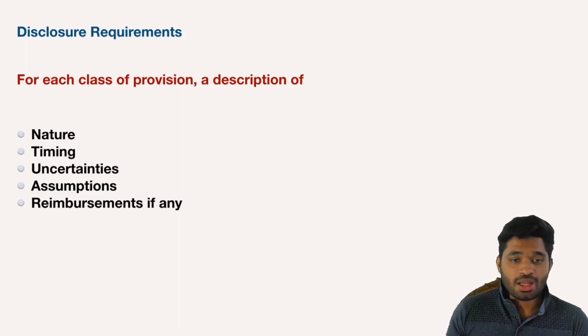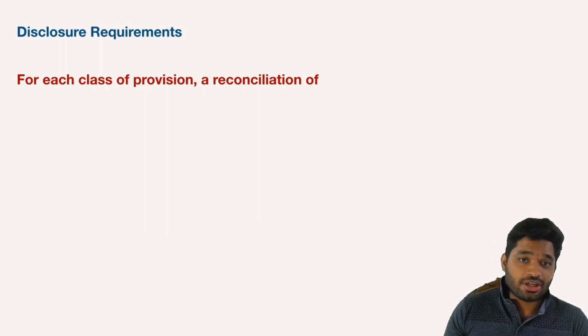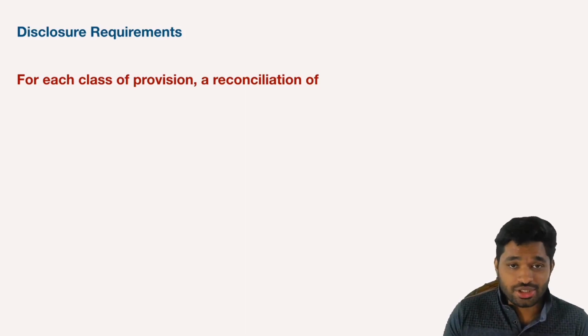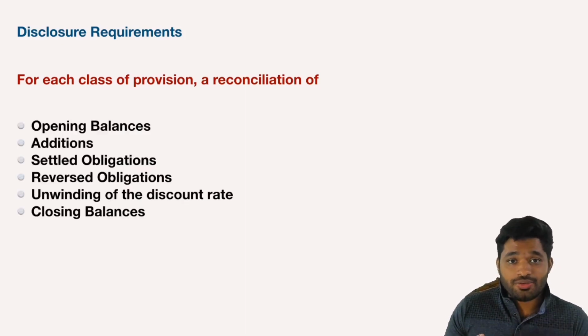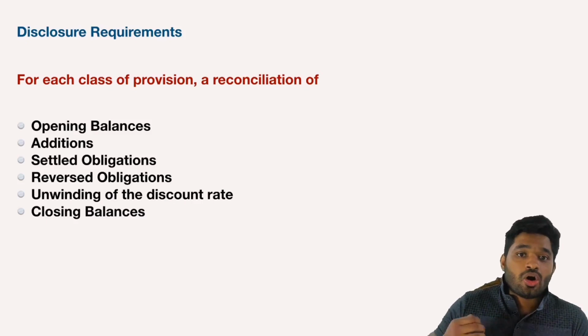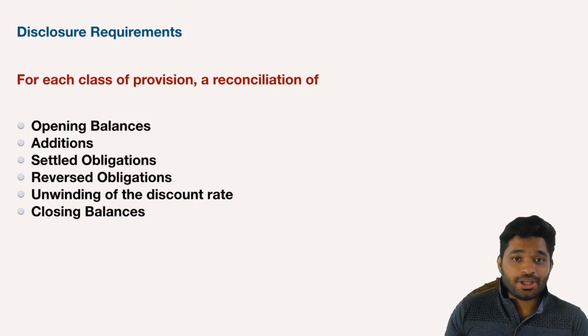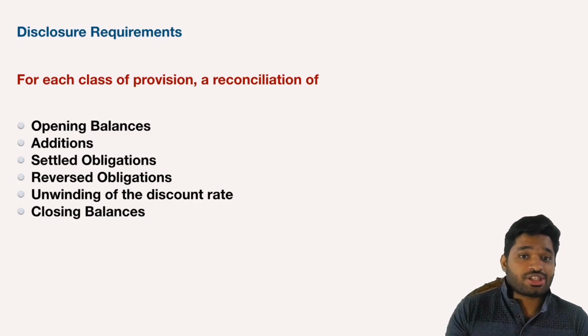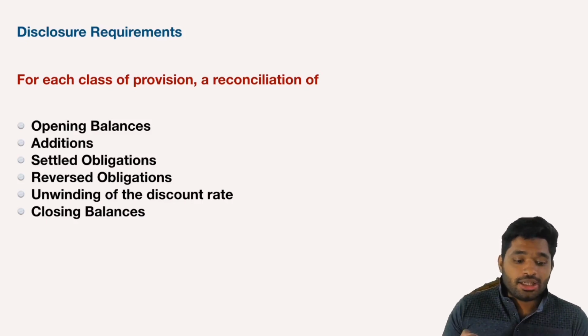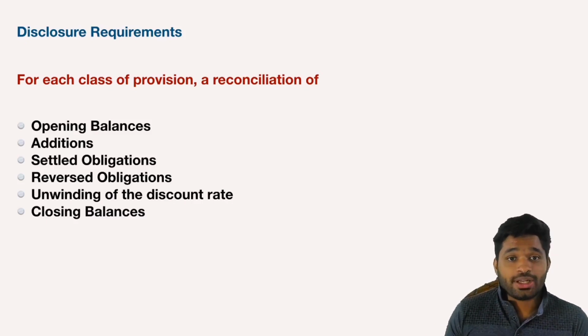And then the second type of disclosures, what you're going to be looking at is, for each class of provisions, there should be a reconciliation of the opening balances of your provisions, the additions during the period, then any obligations that have been settled during that time period, any obligations that you have reversed because it doesn't meet the conditions that is required by IAS 37 anymore, then any unwinding that is being done, the discount rate at which you did the unwinding, then you will need to show the closing balances of your provisions under your disclosures or notes.